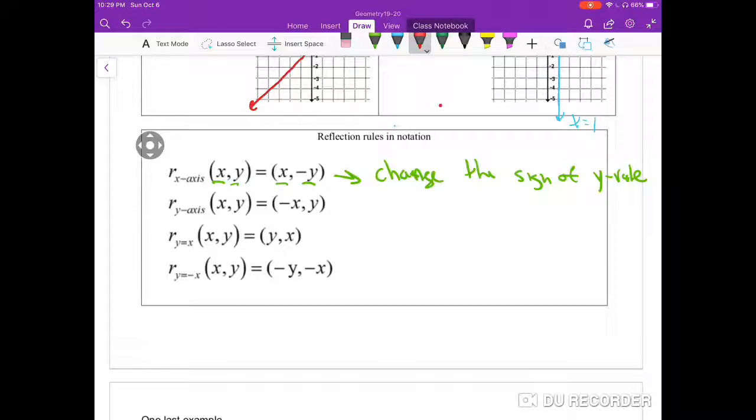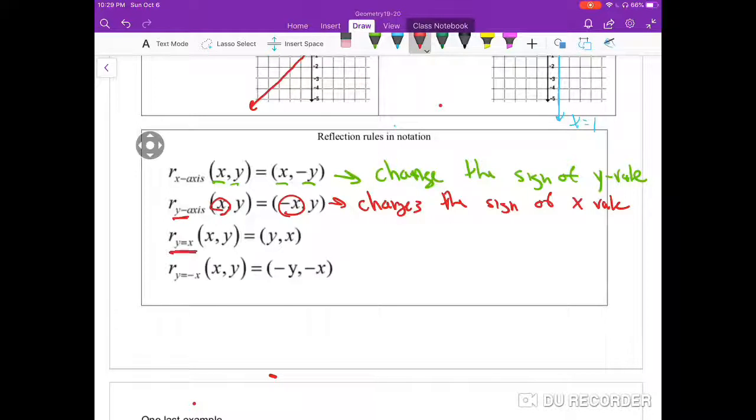If the y value is negative, make it positive. All right. And then our reflection over the y-axis, we take the x value and we change its sign. So this one simply just changes the sign of the x value. Okay.